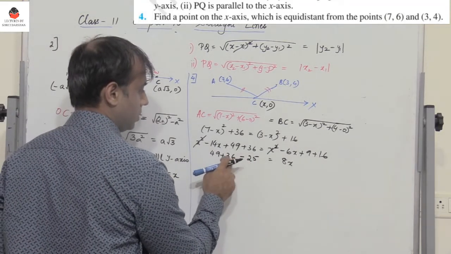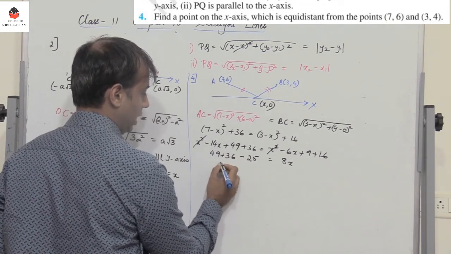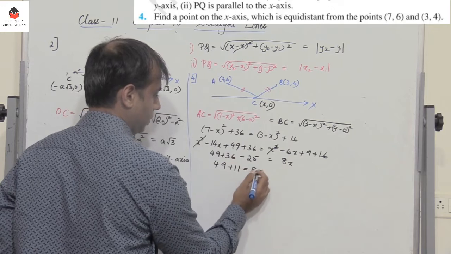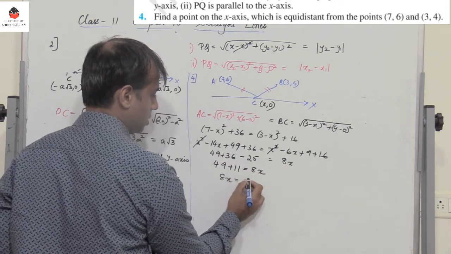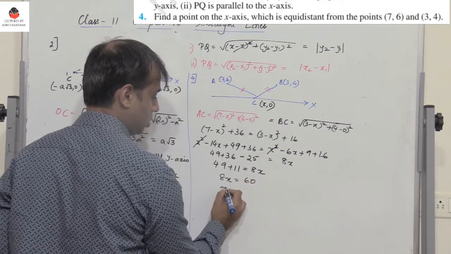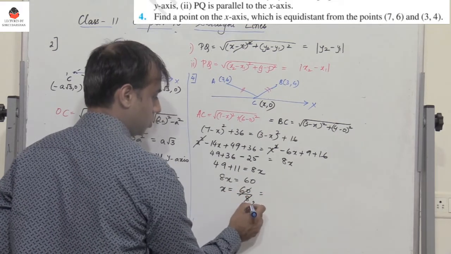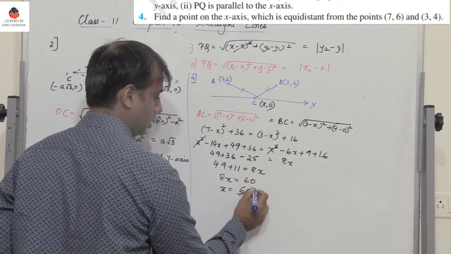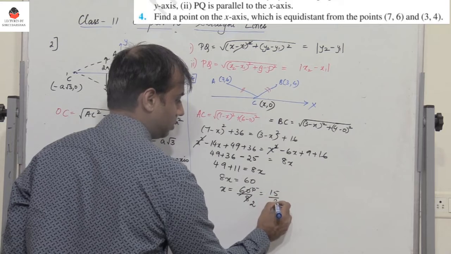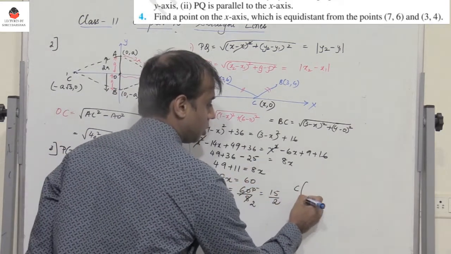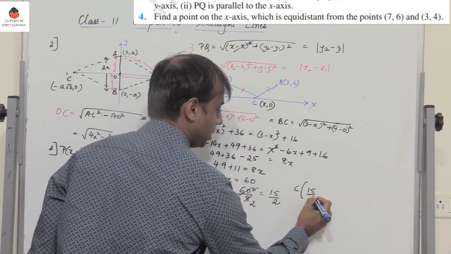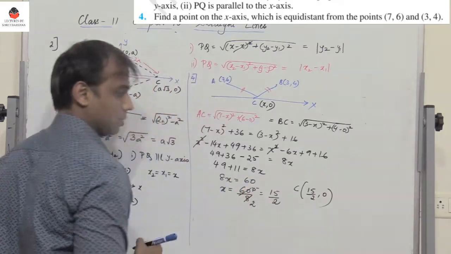So here you have 36 minus 25 is 11 equals 8x. So 8x equals 60. So x equals 60 by 8, which is going to be 4 2s are 4, 1 5. So it's going to be 15 by 2. So the coordinates of the point C is 15 by 2 comma 0.